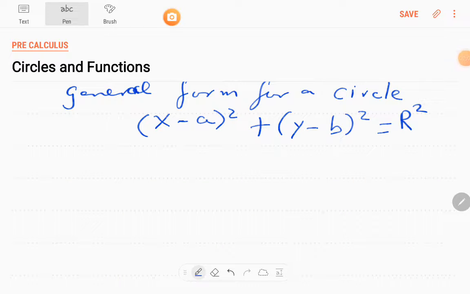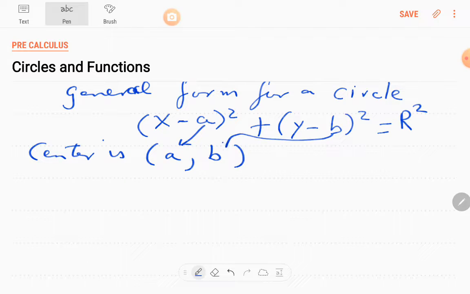In this video, we're going to be doing circles and functions. The general form for a circle is (x minus a) squared plus (y minus b) squared equals r squared. Here, the center is opposite in sign, so the x value would be a for the center, and the y value would be b. So opposite sign, and the radius is the square root of r squared, so it's just r.